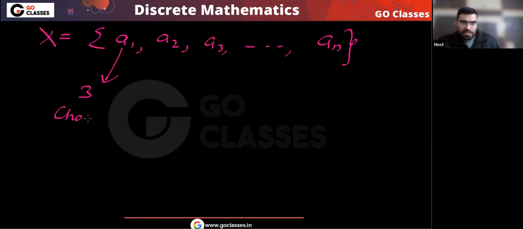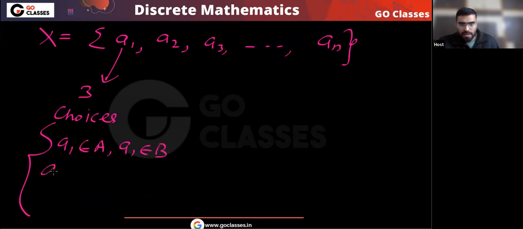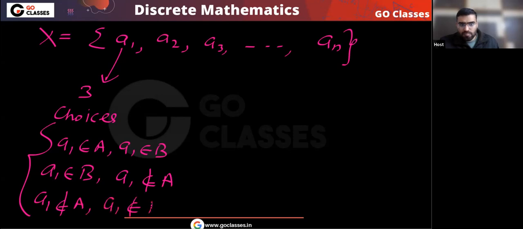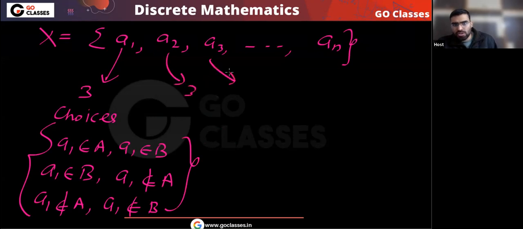So let me just write it. This element has 3 choices. What are the 3 choices? It can belong to A, also it can belong to B. It can belong to B, but it does not belong to A. It does not belong to both of them. So these are the 3 choices, and every element has these three choices.